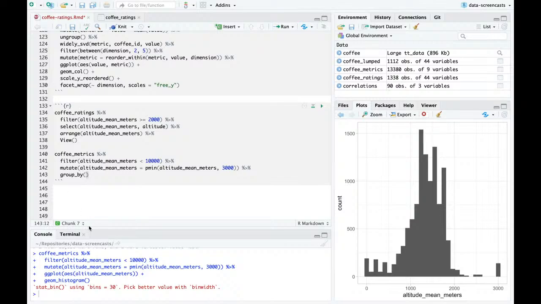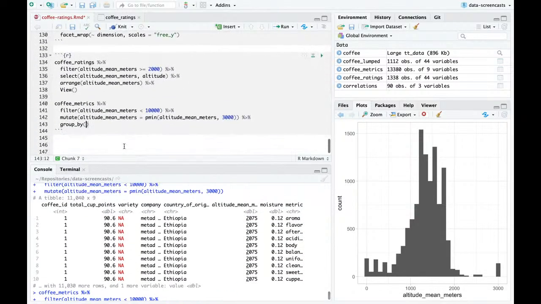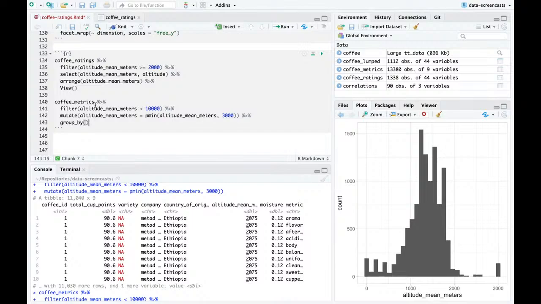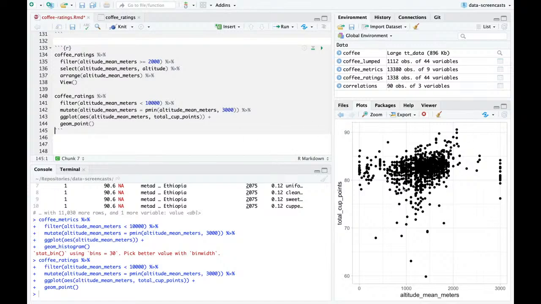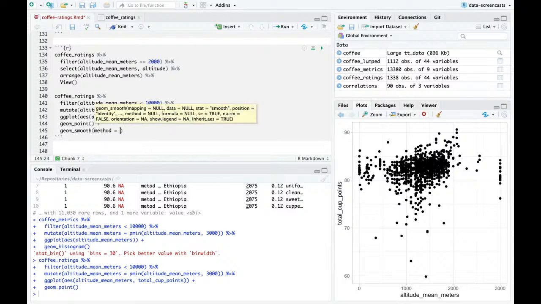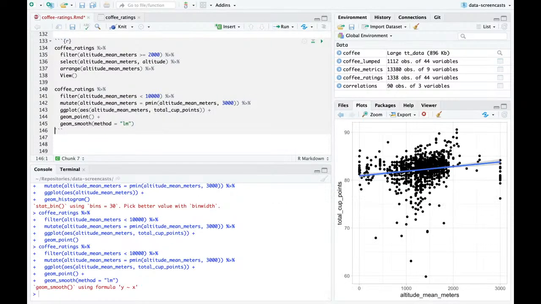Now, why am I doing this? I'm doing this because I might be interested in the correlation between quality and altitude. In fact, I'm going to do it originally in our coffee ratings. I'm going to plot our altitude mean meters by total cup points. So it looks like there may be a correlation. It's weak, a low R squared, a low amount of variation explained. But it does look like higher altitudes do have higher cup points.